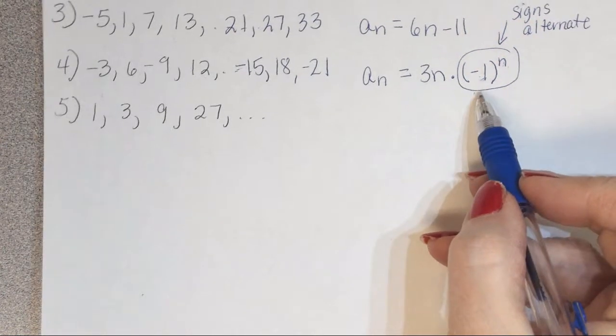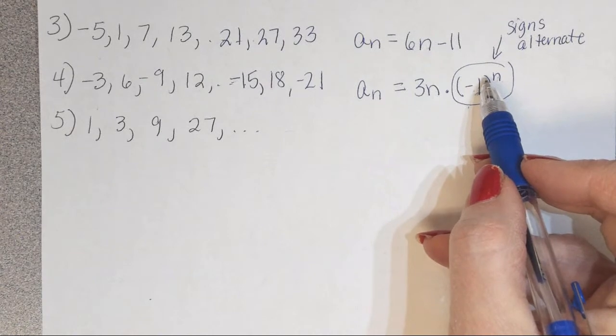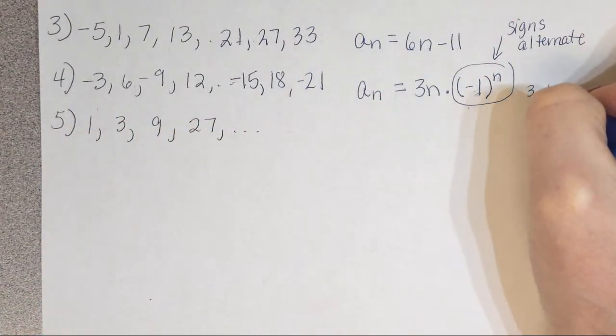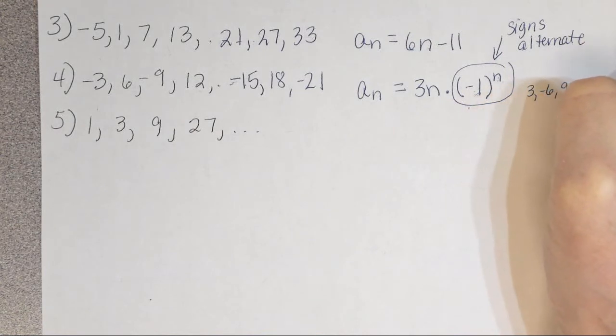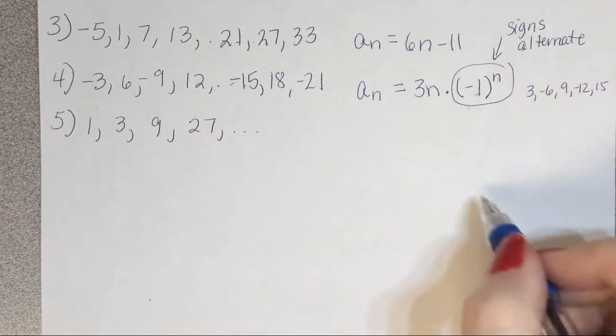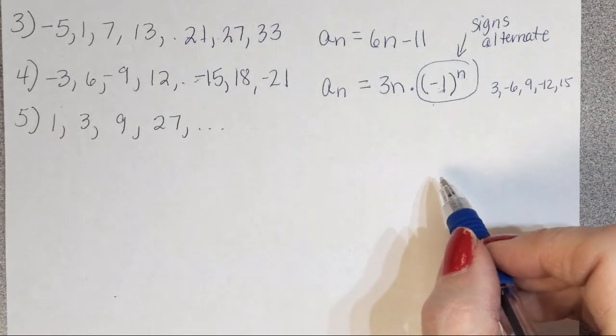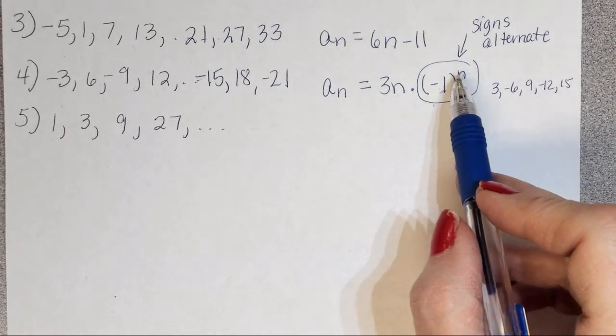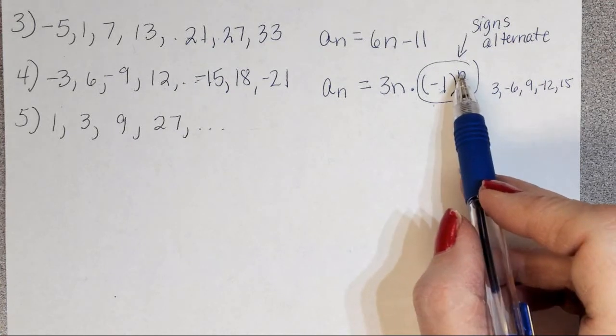You have to do -1 to the n. Now, what if instead of going this way, what if it had gone +3, -6, +9, -12, +15? What do you think, Nathan? To the negative n? Let's see if that would work.